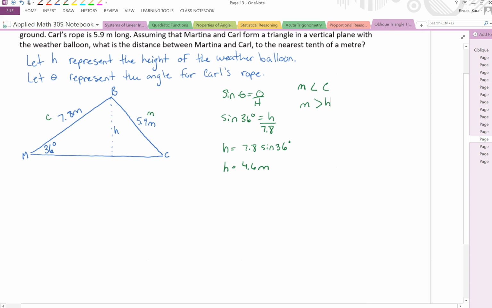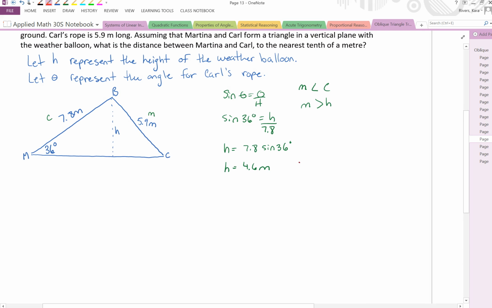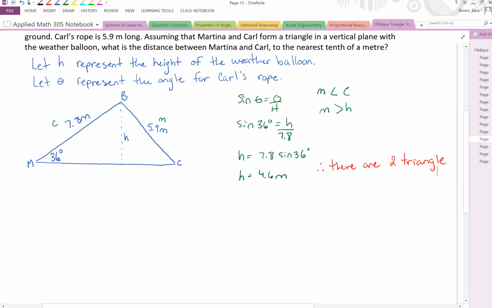Alright, so we'll write ourselves a note here. Therefore, there are two triangles. Two possible cases we can look at. So I'm going to leave this diagram the way it is, and we're going to call this one B1 and C1. And we're trying to solve this distance. In order to solve that distance, I need to find angle B1 and angle C1, and then I can do that. Then we're going to have to do this all over again with the other situation.